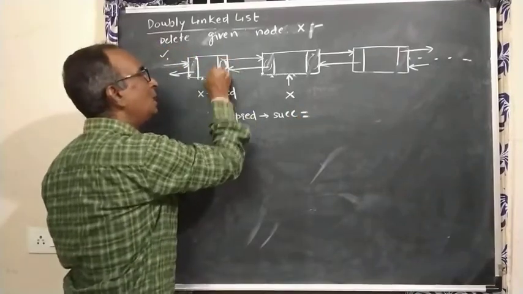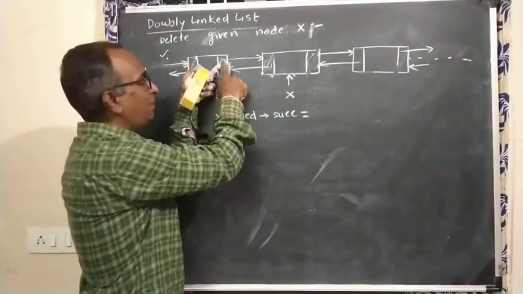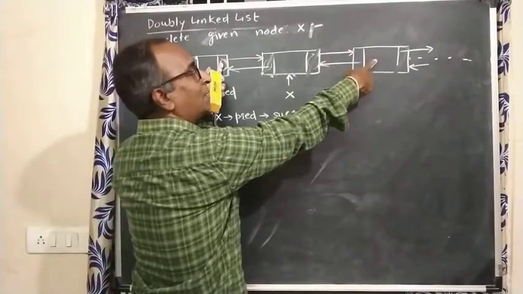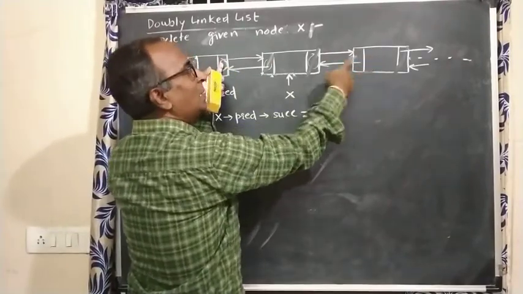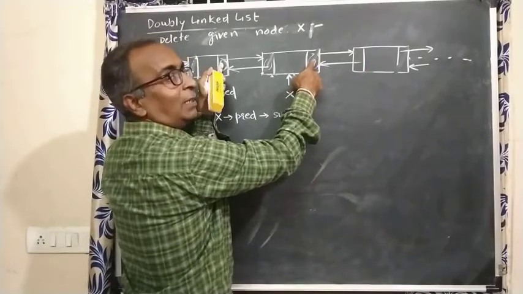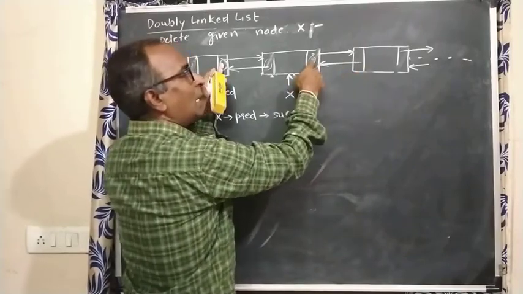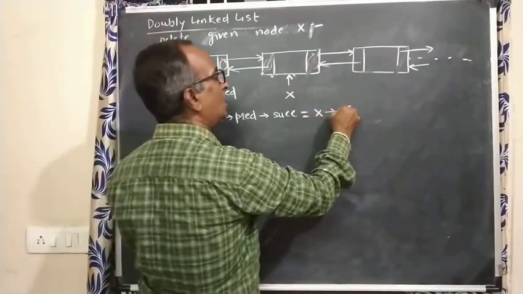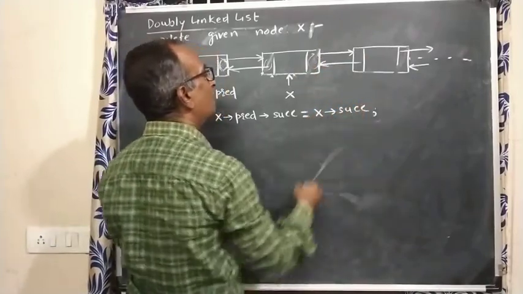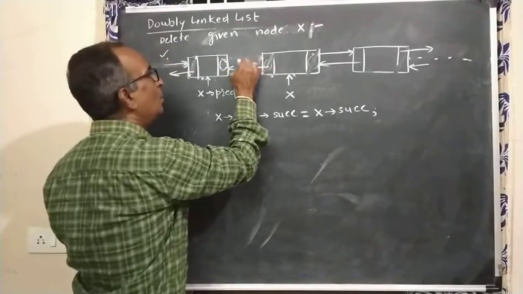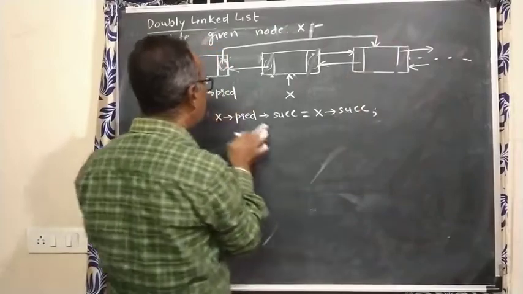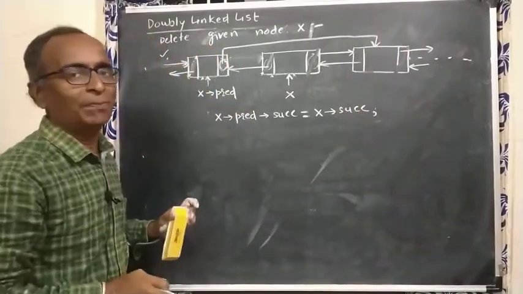This field, where should it point? This field you have accessed. It should point to this node after deletion. Where is this node's address? In X's successor field. So X's successor is given to this. That's it. This pointer won't be there. It will now point to this node. After this statement, this will happen.